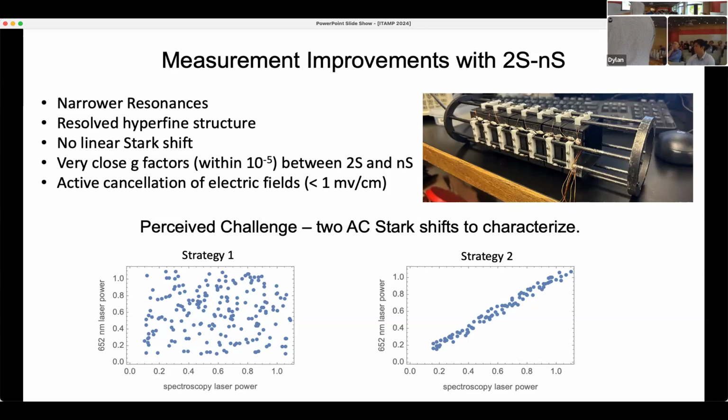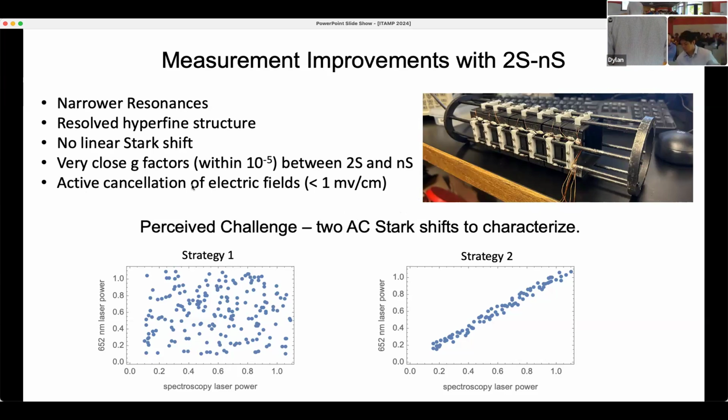But at least when we're measuring the 2S to nS, there is resolved hyperfine structure. There's also no linear Stark shift, which was the other problem. In the 8D5/2 case, there's an overlap, and 8D5/2 and 8F5/2 are exactly degenerate, which produces a linear Stark shift that we have to take into account. That is gone. And Zeeman shifts should be pretty suppressed, just because there are very close g factors between 2S and nS in hydrogen.